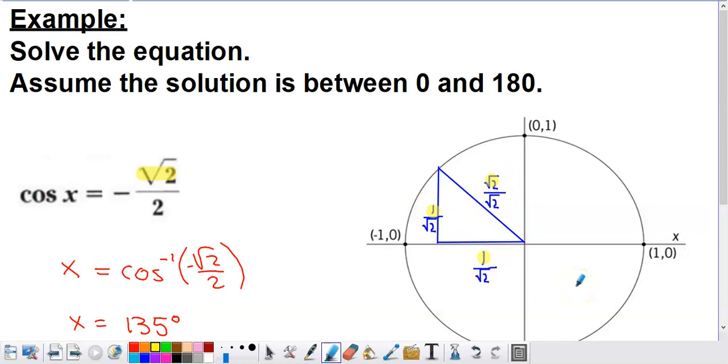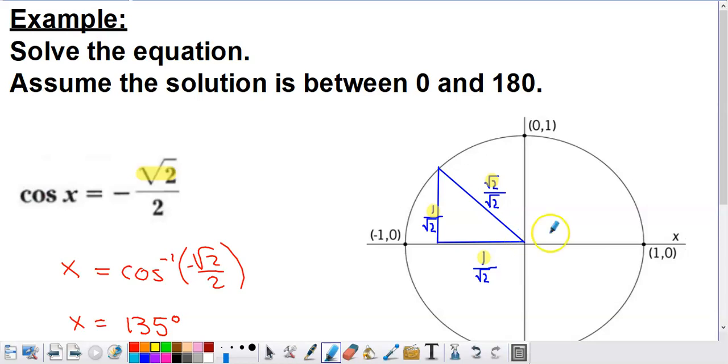But if I'm drawing a 45-45-90 triangle into the unit circle, I need the hypotenuse of that triangle to be equal to the radius of the unit circle, and the radius of the unit circle is 1. So I have to divide all sides of that triangle by square root of 2 in order to squeeze my 45-45-90 triangle down to a point that it'll fit into the unit circle. So I've got my 45-45-90 triangle drawn into the second quadrant.